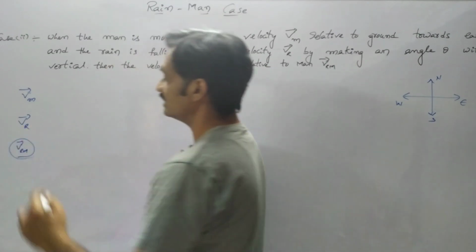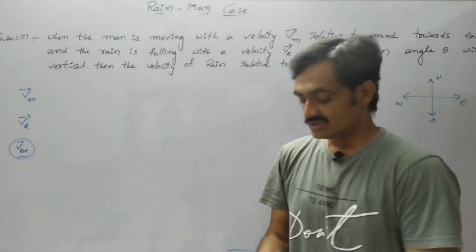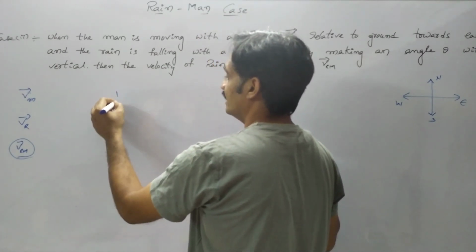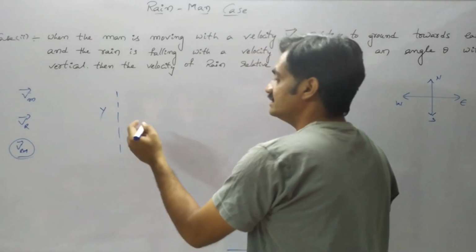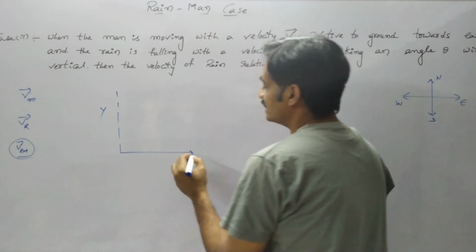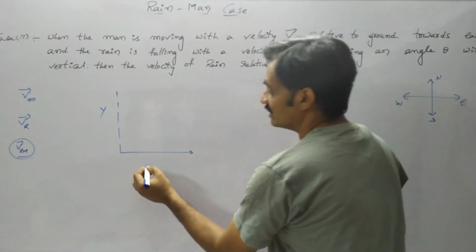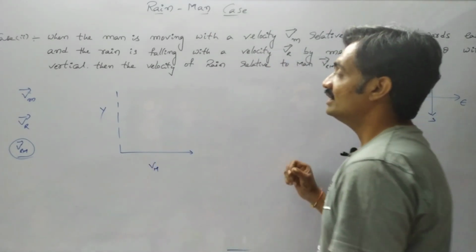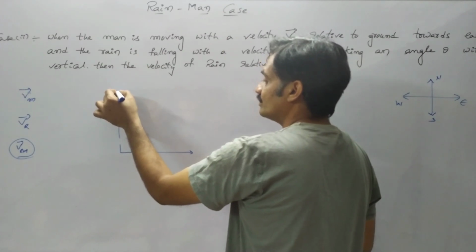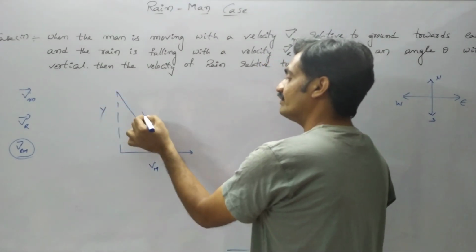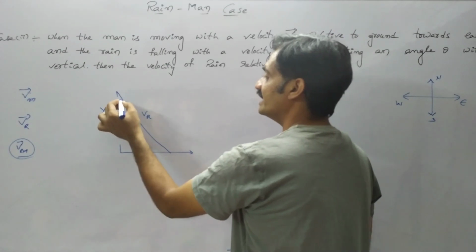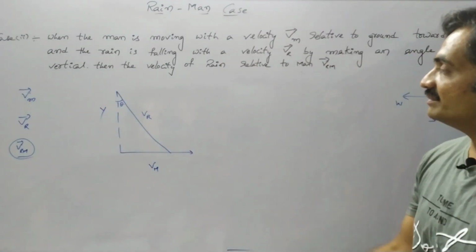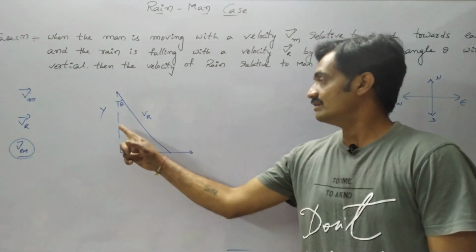So here we have to represent the velocity of the rain with respect to the man. As you observe, let us consider the vertical path and represent it as y. Here the man is moving towards the east direction with a velocity of v suffix m. The rain is falling with a velocity of v suffix r and it makes an angle of theta with respect to the vertical.